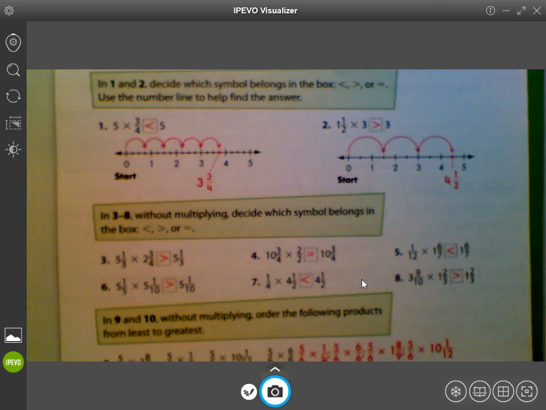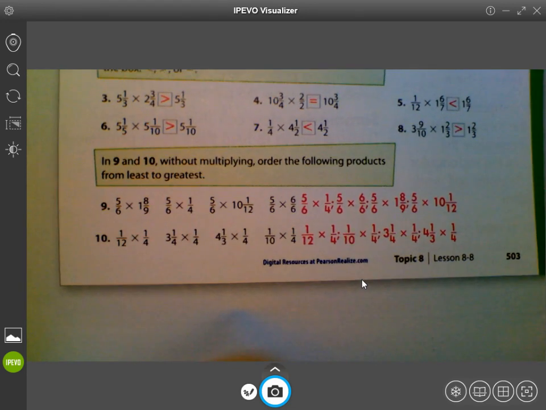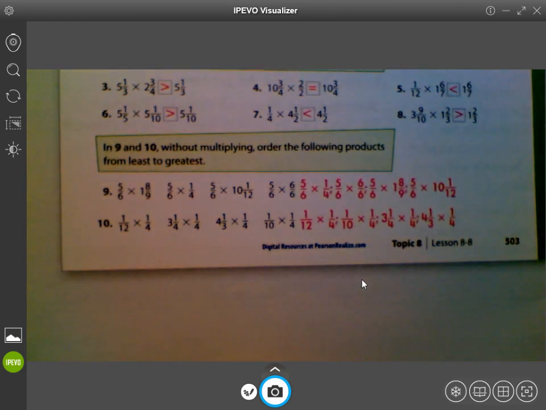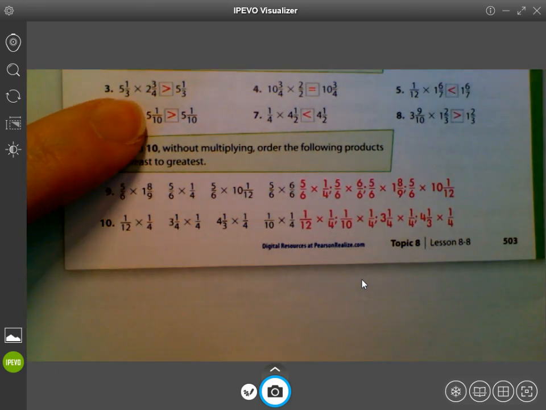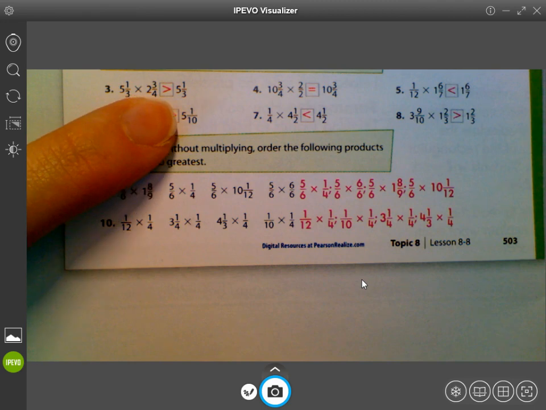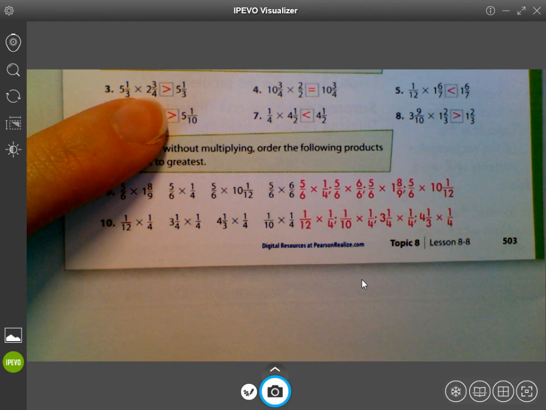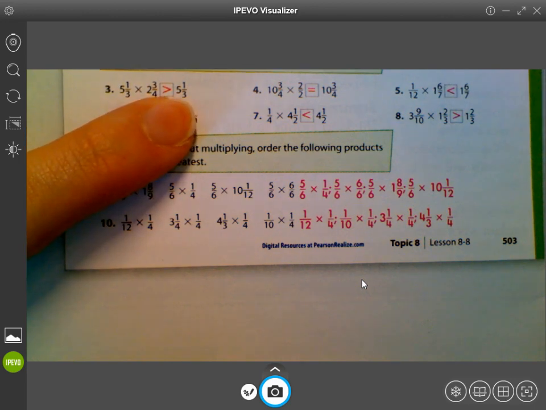Awesome. Then I'm going to scroll down. So 3 through 8, same thing. We're putting less than, greater than, or equal to. So we had 3 through 5. Number 3, if we take 5 1/3 and multiply it by 2 3/4, what is it going to be in comparison to just 5 1/3? Well, 2 3/4 is greater than 1. So 5 1/3 times 2 3/4 will be greater than just 5 1/3. How did we do on number 3?